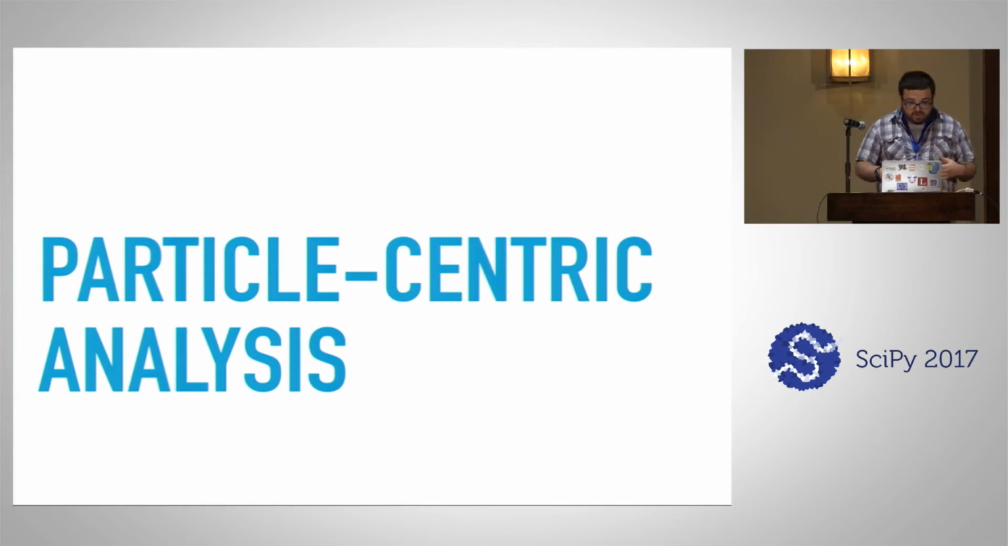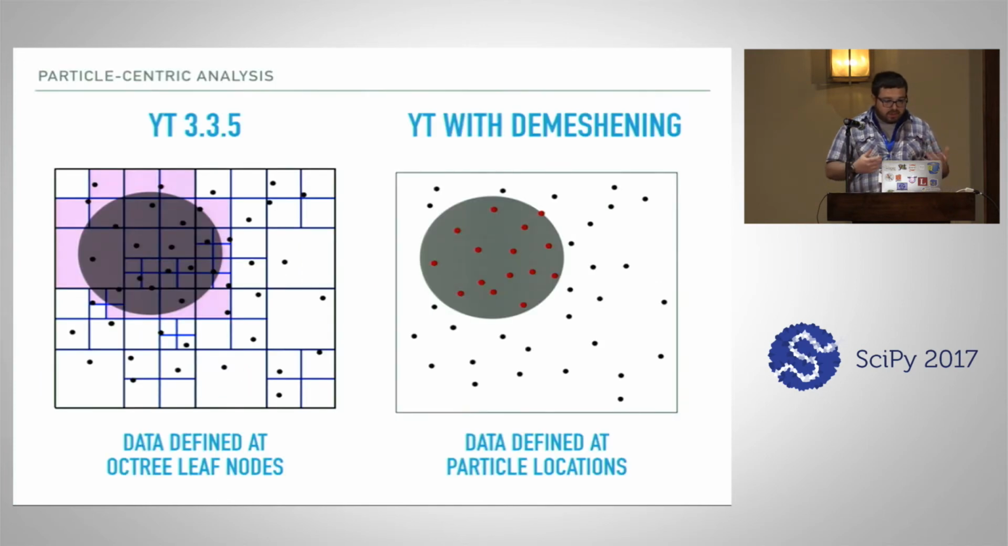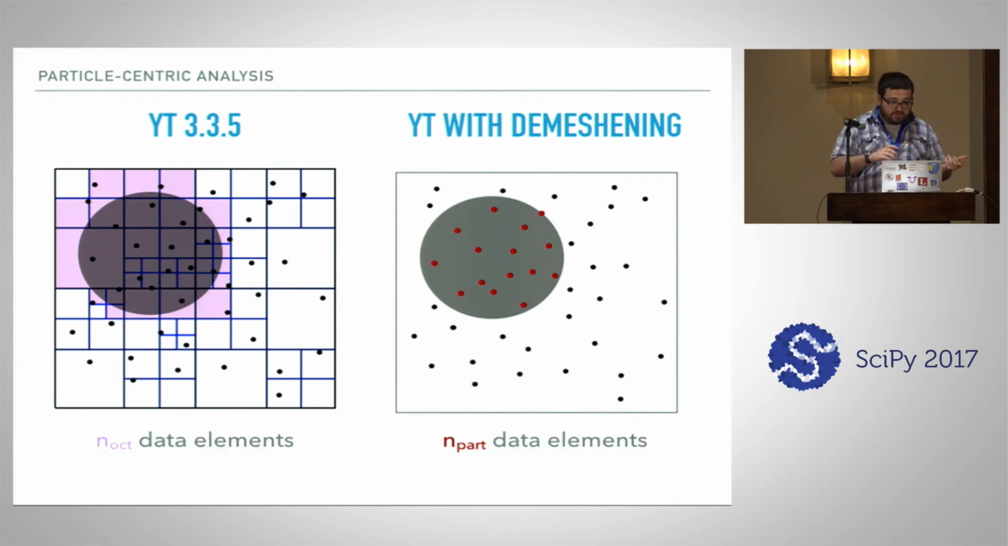Okay, so what Megan described actually corresponds to a big change in YT's API. In particular, in the current version of YT, YT 3.3.5, on the left, the data that users get access to when they access a data object, like a sphere or a prism or a disk, are defined at octree leaf nodes. Now, instead, the data are defined at particle locations. So on the left, there would be n-oct data elements, whereas on the right, there'd be n-particle data elements.